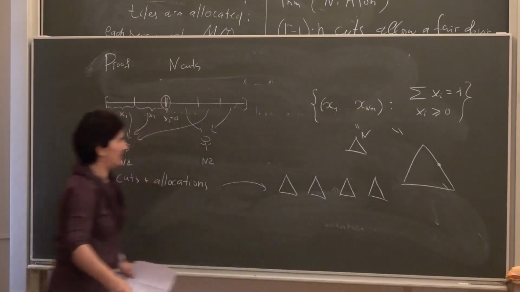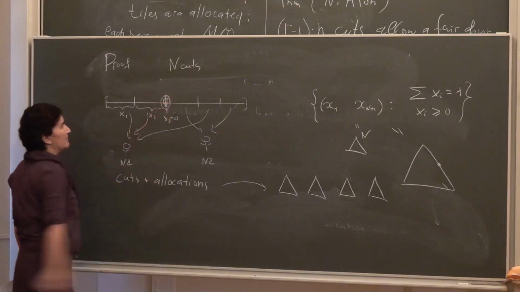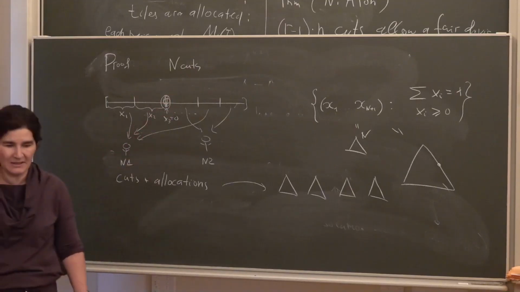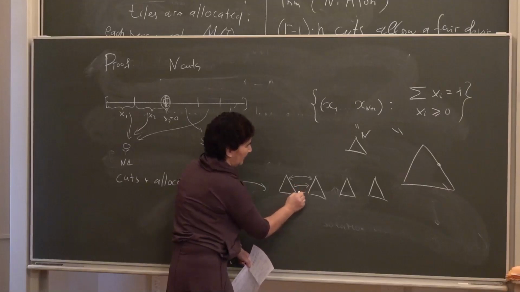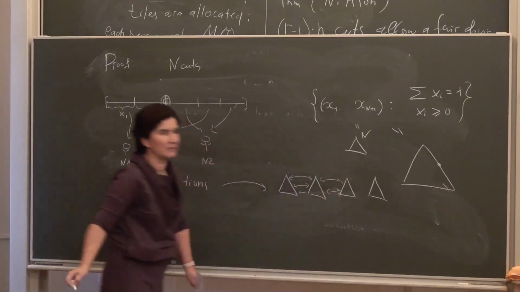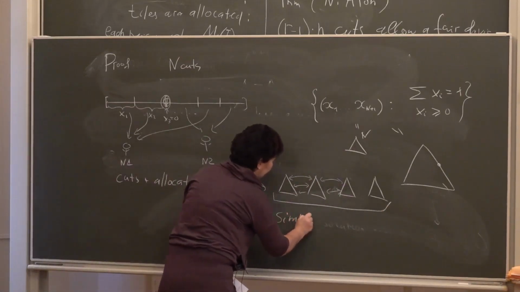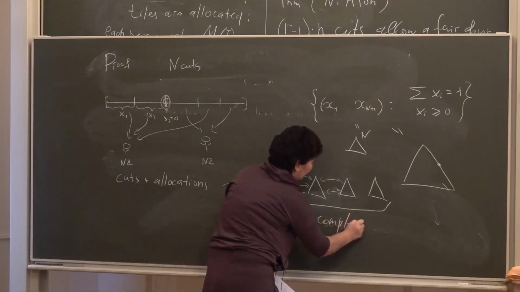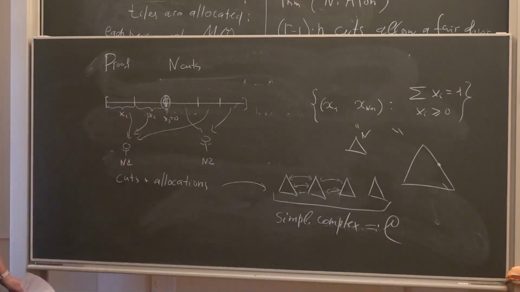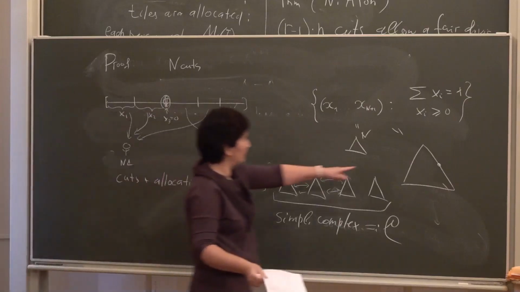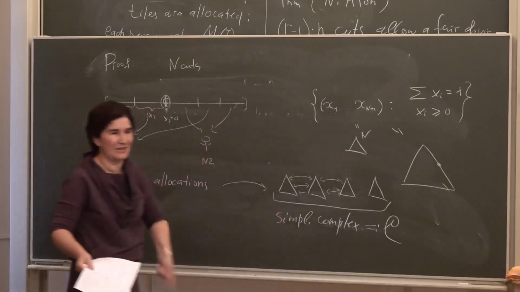But it's not just a union of the simplices, because degenerate simplices, degenerate tiles, do not matter. This means that these simplices are glued along their boundaries in some special way. So altogether, what we have here is a simplicial complex, which we denote by C beautiful. What is the dimension of the simplex? Well, that's easy. These are the maximal simplices, the dimension is n. And therefore, the dimension of the complex is also n.